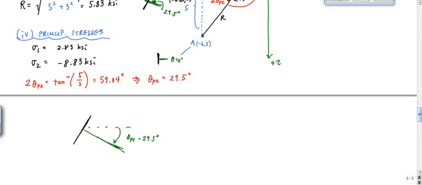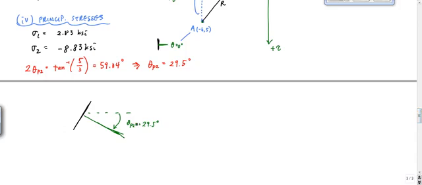And the state of stress on this face at theta P2 is sigma 2, or minus 8.83 KSI, zero shear stress. So that means I have here 8.83 KSI, going like that. I probably drew that arrow a little too much. I overdid it. I got too excited. Okay, that's 8.83 KSI.